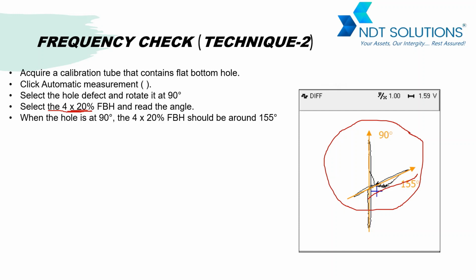What if it is not there, either in the first technique or in the second technique? Say the phase separation is around 120 or something. If the phase separation between the through hole and the 20% flat bottom hole is lower, then we have to increase the frequency. This is a very common technique; I think we all know this. If that phase separation is higher, then we need to decrease the frequency to keep it in the range.